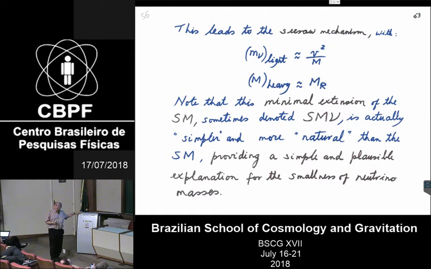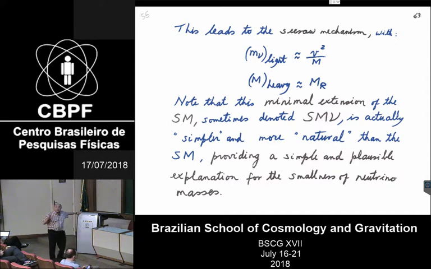Remember, I'm getting the seesaw just with a very simple extension of the standard model. This was not the way that the seesaw was invented. The seesaw was invented in the context of SO(10), where Gell-Mann, Slansky, and Ramond had to do something to save their theory, and they invented the seesaw. At least that was told by Ramond. But already in this minimal extension of the standard model, sometimes called nu SM or SM nu, it's actually simpler than the standard model to have this nu R. And you obtain a small neutrino mass in a very natural way.